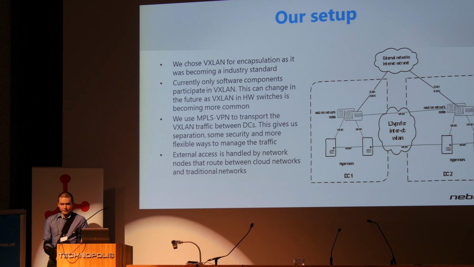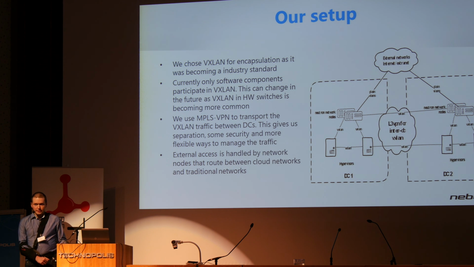So currently we run VXLAN only between the software components. Now there are hardware switches available also that can do VXLAN in the VXLAN gateway, so that would be an interesting thing to consider. So we use Nebula's L3 VPNs to transport VXLAN traffic between the data centers. And the external access to the internet and other networks is handled by these Neutron network nodes that basically route between the external networks and the cloud networks. So no bridging whatsoever.